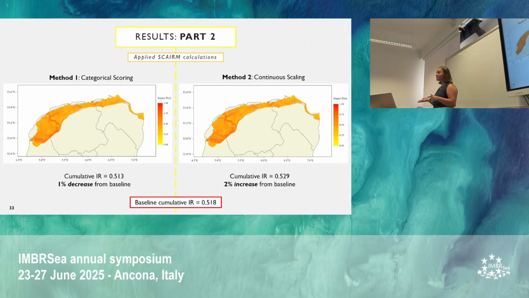Here is the distribution of impact risk across my study area once I applied the cumulative impact risk calculations. It's very hard to see any differences here, but based on a comparison with the cumulative impact risk from the baseline scenario, the categorical scoring method showed a 1% decrease in the total cumulative impact risk, and the continuous scaling method showed about a 2% increase from the baseline scenario.